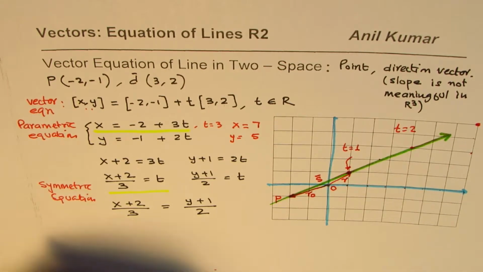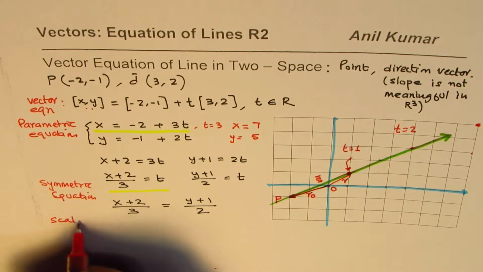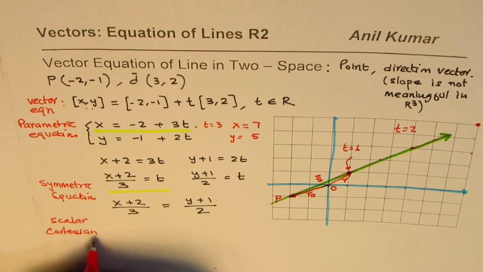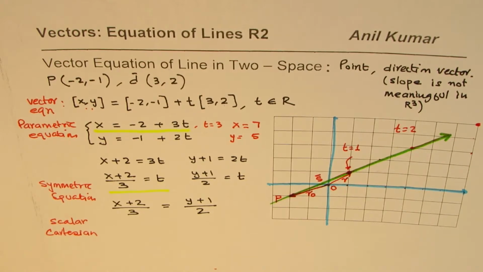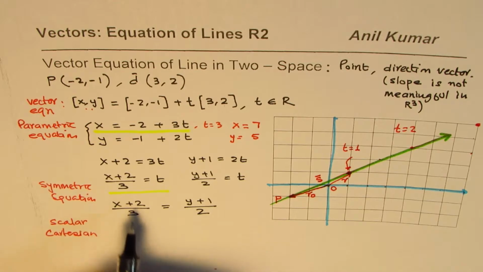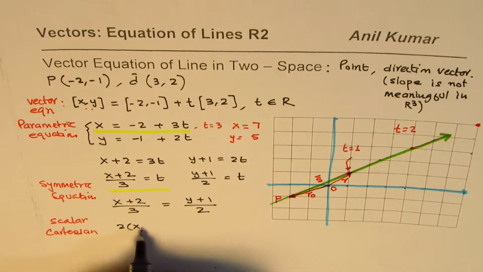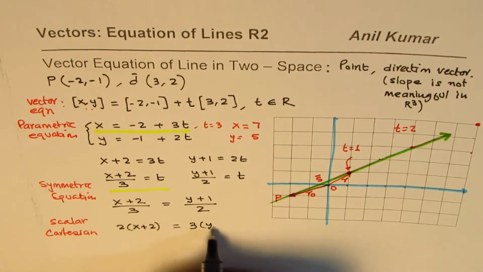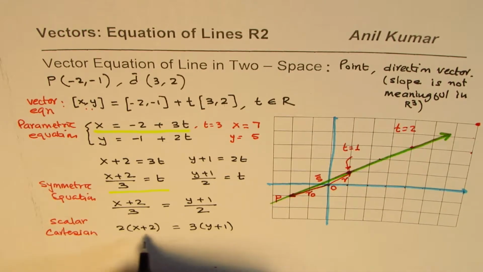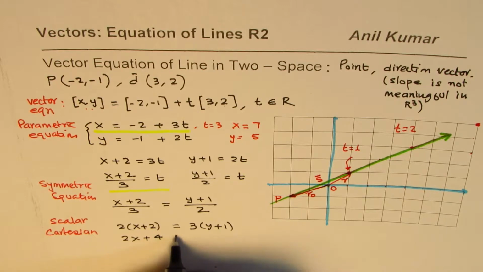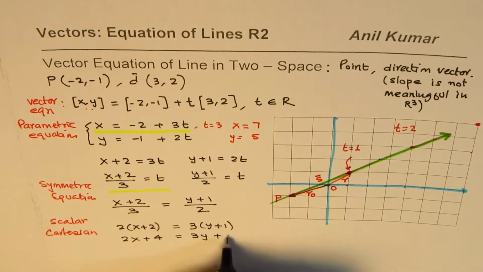Now there's one more equation which is called the scalar or Cartesian equation. Let's see how to get that one. To get this equation, we can begin from here and cross multiply. So if you cross multiply, you get 2 times x plus 2 equals 3 times y plus 1, and then apply the distributive property. So we have 2x plus 4 equals 3y plus 3.